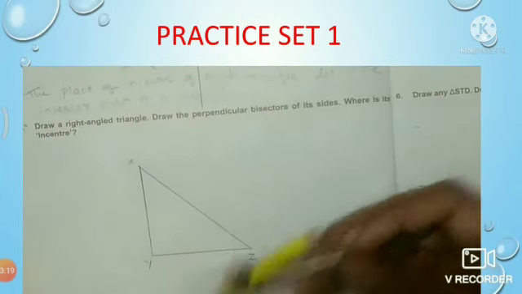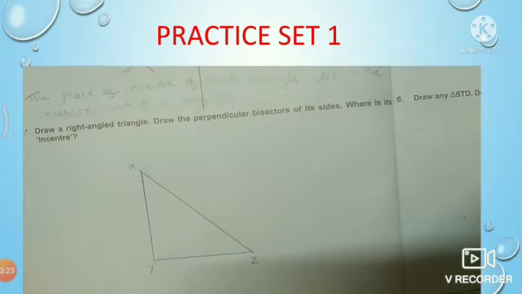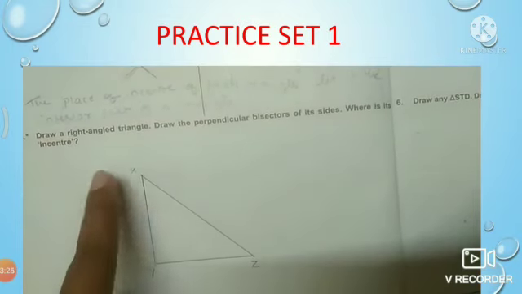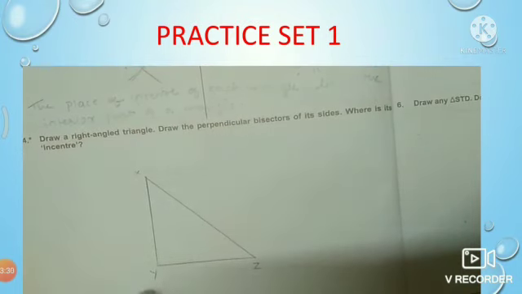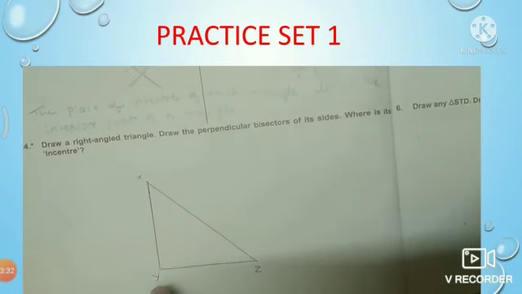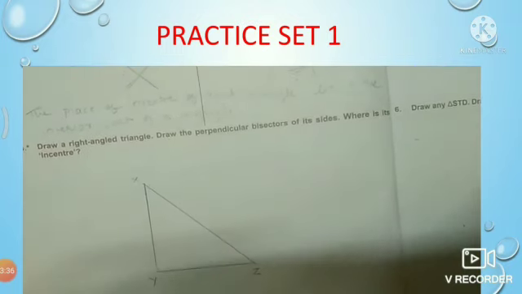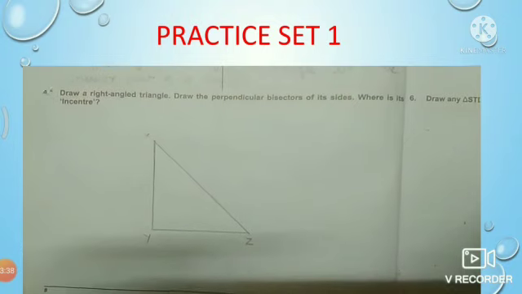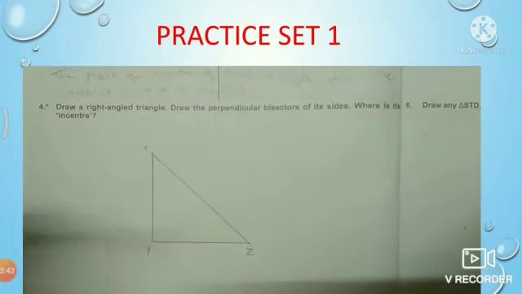Here we have to draw a perpendicular bisector. So how many segments are there in your triangle? They are XY, YZ and ZX. Three segments are there, so we have to draw a perpendicular bisector for each and every segment. Perpendicular means a line that intersects another at a right angle.